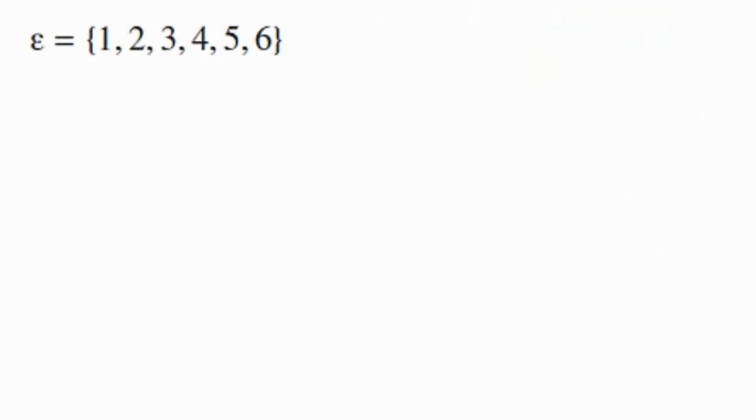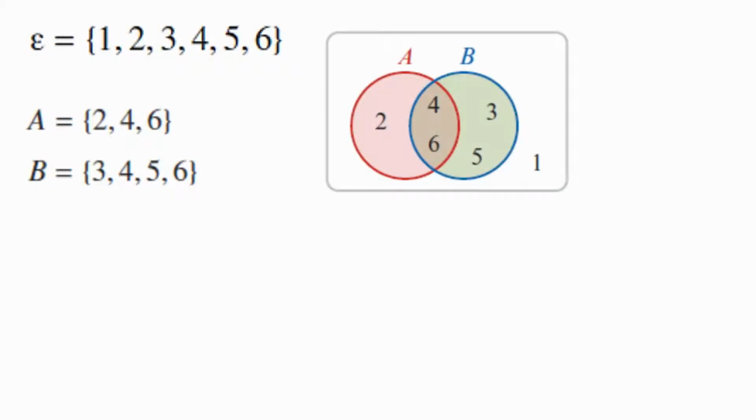Then this is the example. So we've got A. I'm going to call A a set out of your universal set. A is 2, 4, and 6. B is 3, 4, 5, and 6. I'm going to illustrate my diagram. Here's my Venn diagram. So A is 2, 4, and 6. B is 3, 4, 6, and 5.